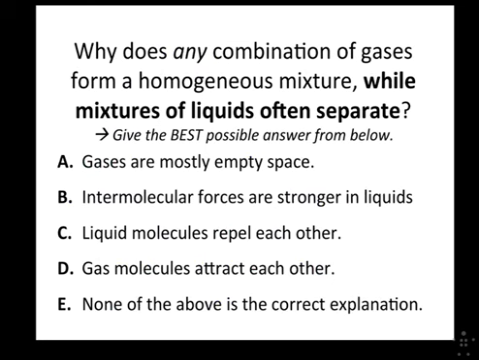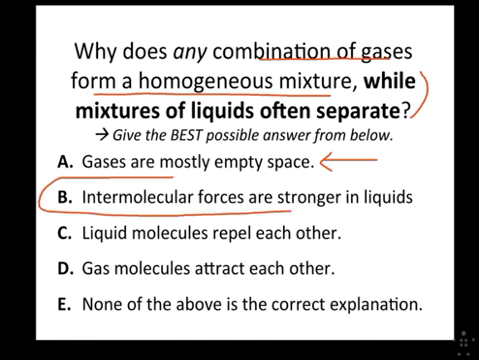Okay, so why does a combination of gases form a homogeneous mixture, but liquids often separate? Well, choice A says gases are mostly empty space. That is true, and that would answer the first part of the question: why does a combination of gases form a homogeneous mixture? They're so far apart, it's mostly empty space, so the intermolecular forces only act at short distances, and they're not really going to be able to act on these gas molecules that are so far apart. But that doesn't really answer the second part of the question, which is why mixtures of liquids often separate. And so B would be a better answer because it talks about intermolecular forces in liquids as well.